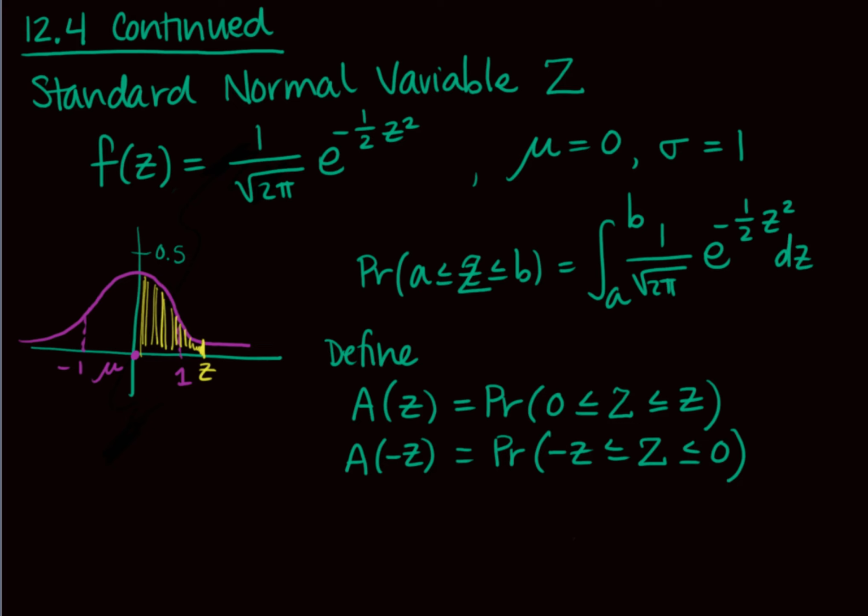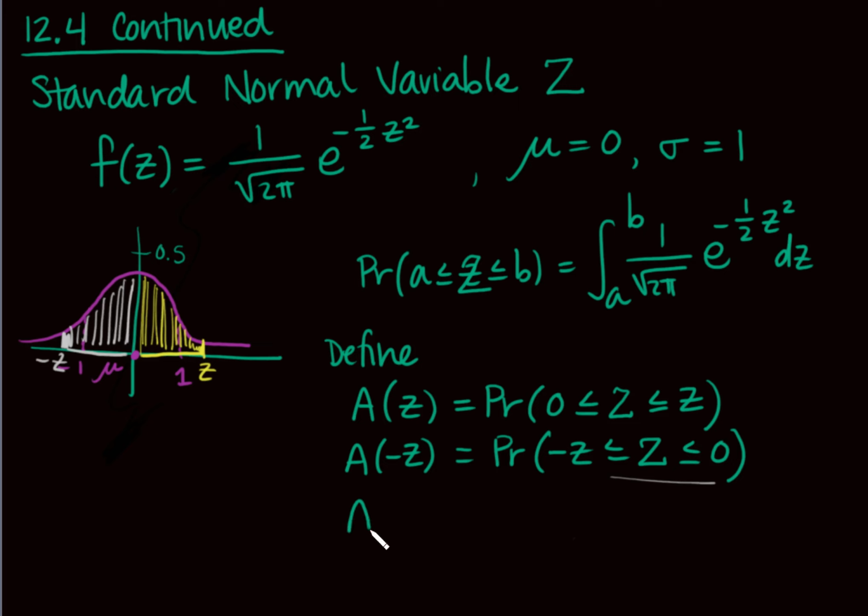And if you look at that one, let me use a different color here. If I look at this one, that would just be this part right here, to negative z. But if you notice, this distance right here and this distance right here are the same, and this curve is symmetric about the y-axis. So that means that this area right here is exactly the same as this area.